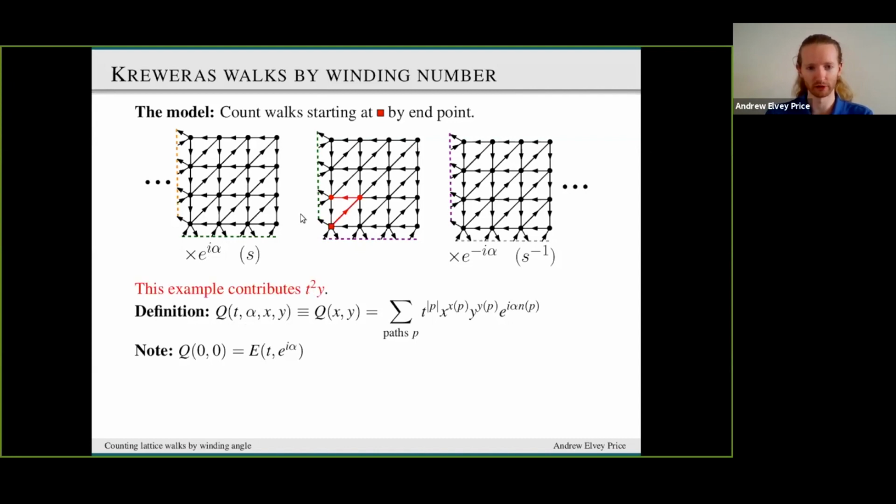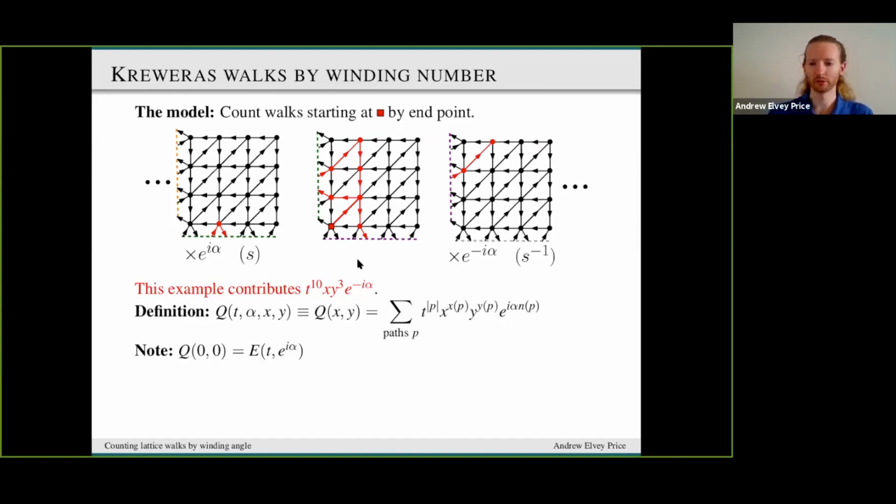So I'll just give an example. If we have this walk, this has length 10, so t to the 10. It ends at coordinates 1, 3, so we get x times y cubed. And since it's in this section, we get an e to the minus I alpha. So the contribution of this walk is this.